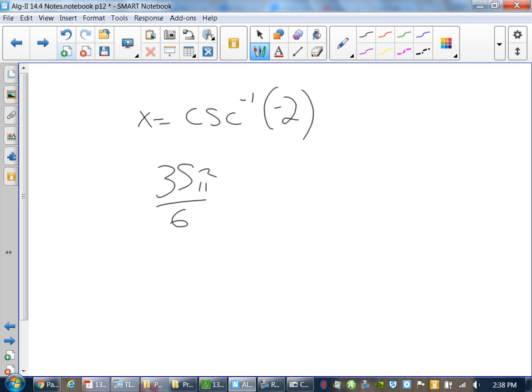6 goes to the 35 how many times? 1 little, 2 little, 3 little pi's, 4, 5, 6. Pi over 6 reference angle. Oh, so that's what you want to try to reference. But what's the cosine value at that?